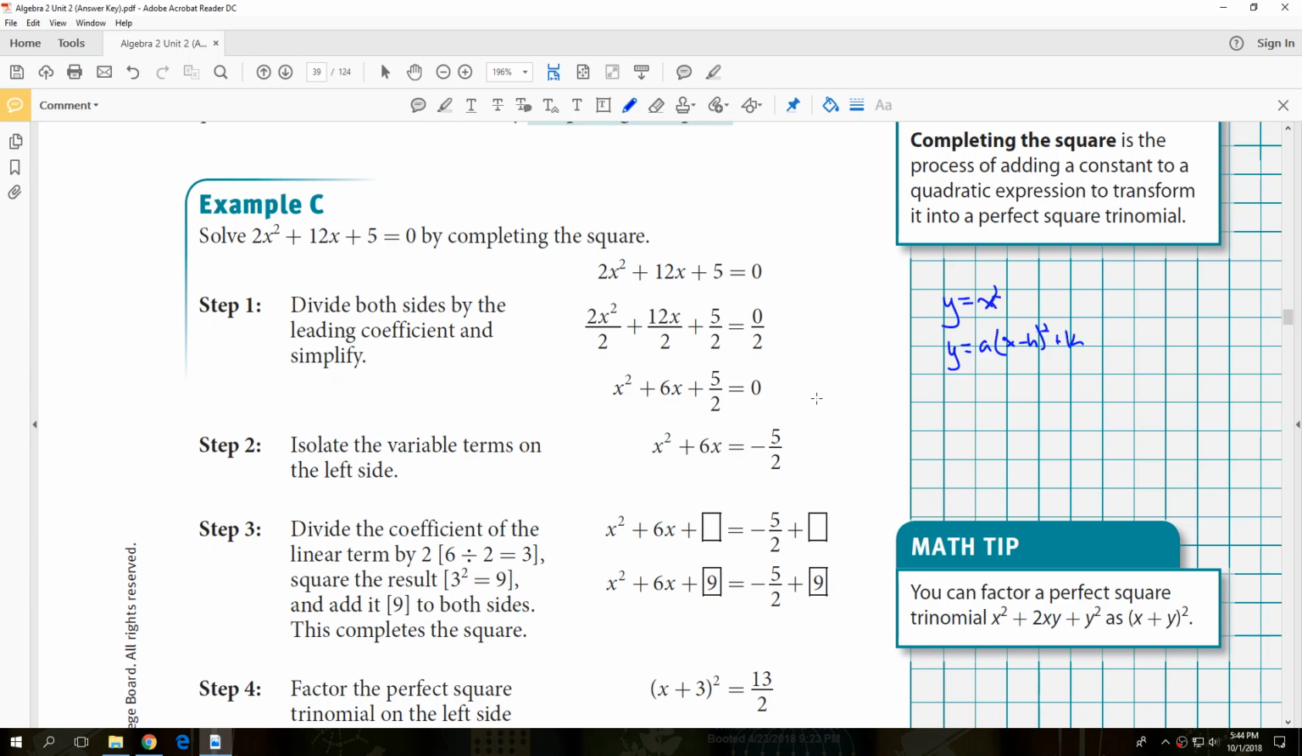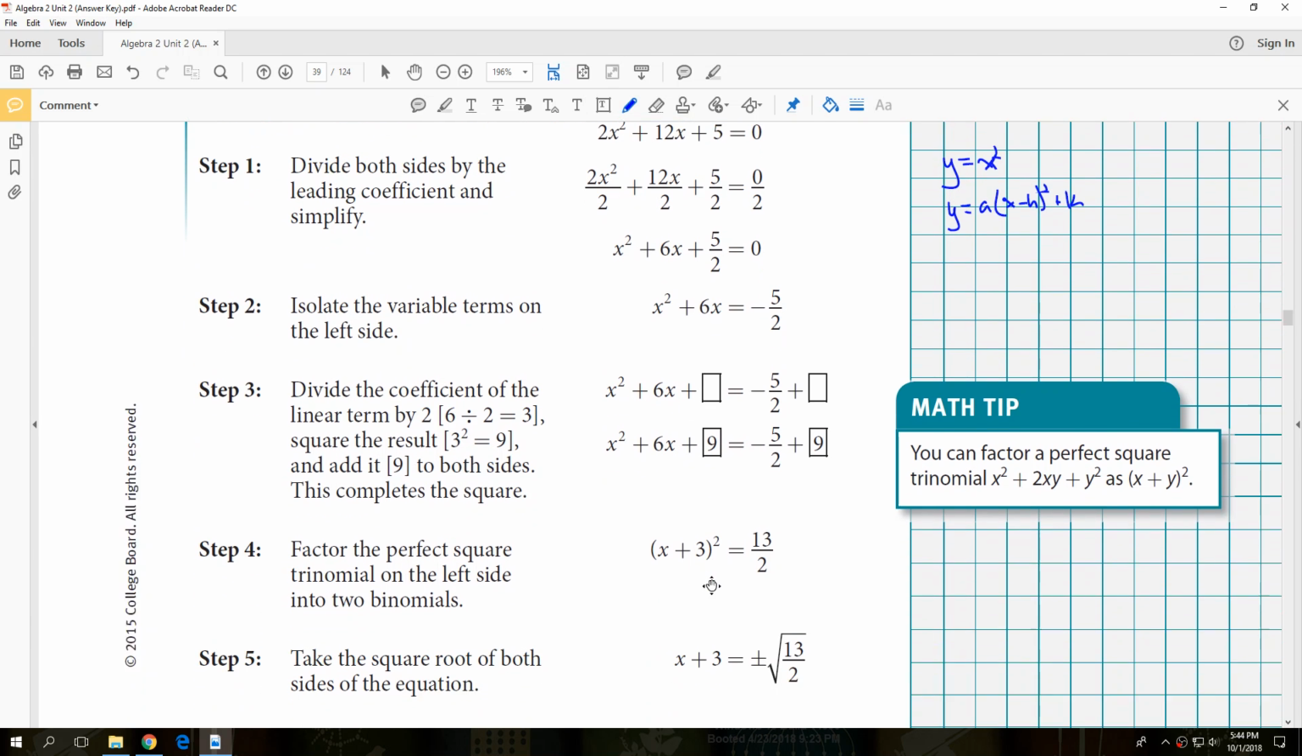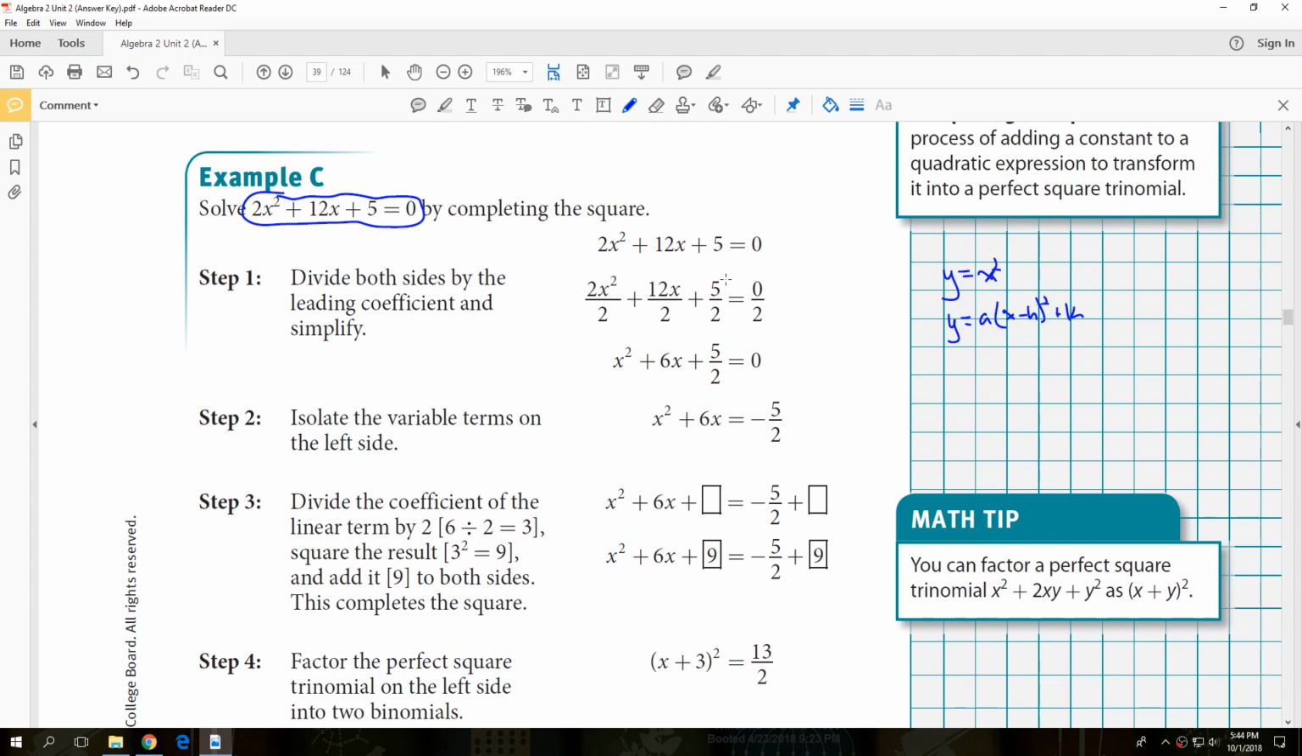Okay, and actually let's look at our example here. So here we've got this quadratic equation, which is 2x squared plus 12x plus 5 is equal to 0. We can't factor this, so we would go ahead and complete the square. Okay, so the first step in completing the square is to set a equal to 1. In this case, a is equal to 2. So how would I get a equal to 1? Well, I have to divide everything by 2, which makes some fractions.